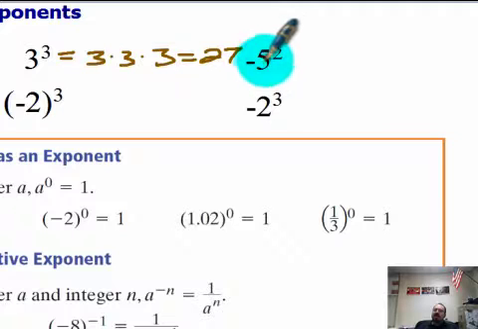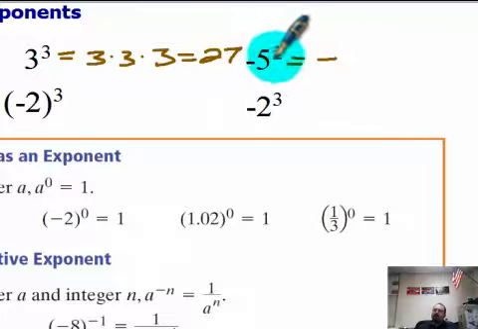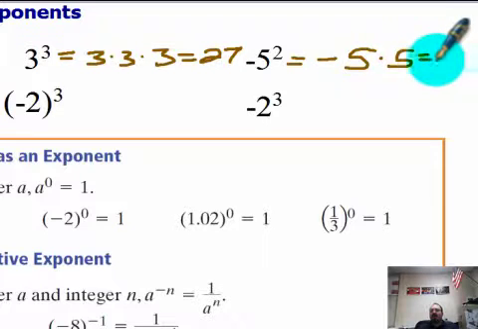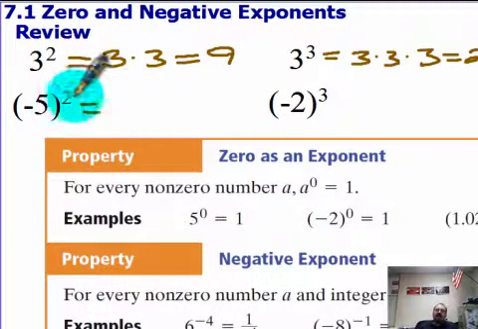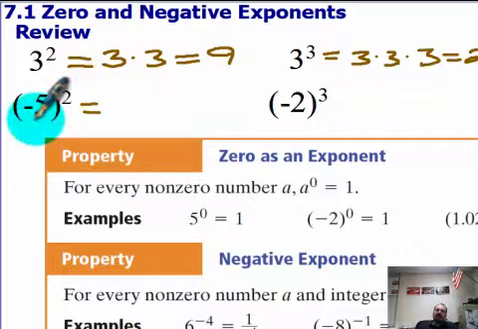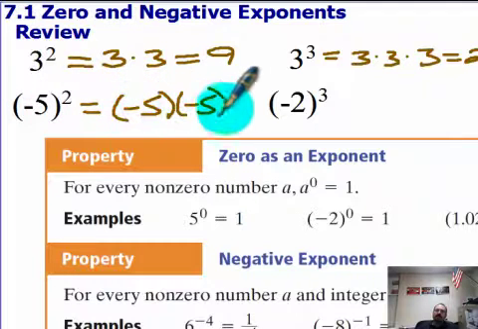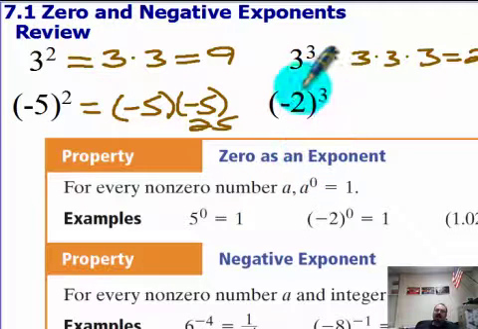And then here I have negative 5 squared. So the negative I leave alone because the exponent only affects what's right next to it. And then 5 should show up twice, so 5 times 5, and that gives me negative 25. Down here, because there are parentheses, the exponent affects everything next to it. So negative 5 times negative 5, which is positive 25.